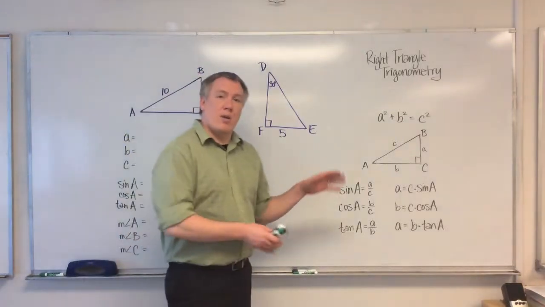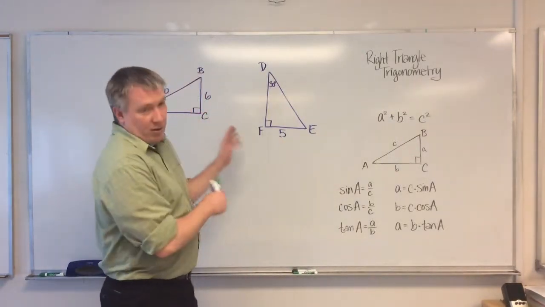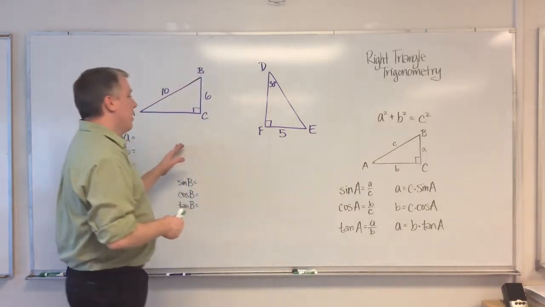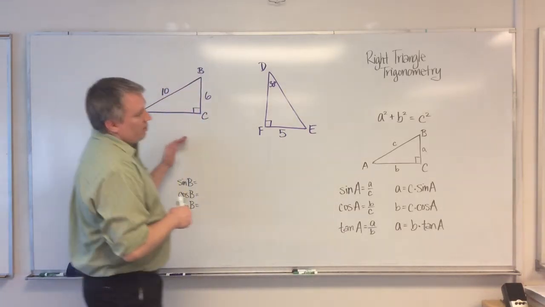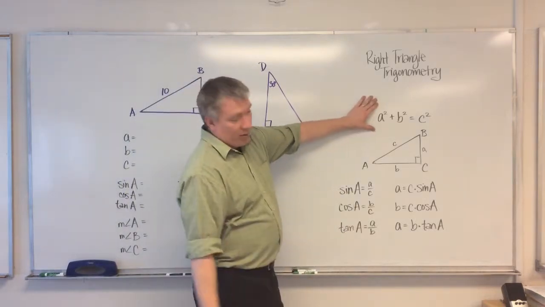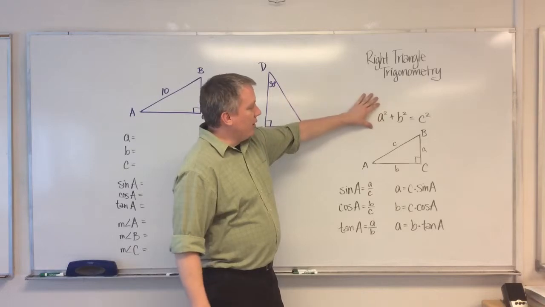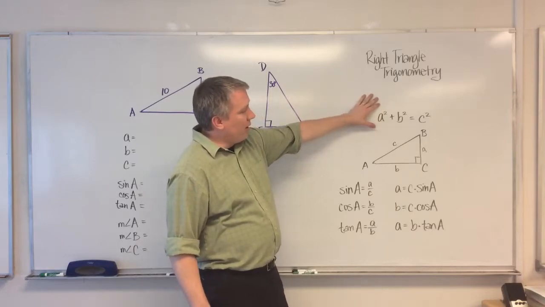Okay, in this lesson we're going to do some right triangle trigonometry. We're going to solve some problems with trigonometry of right triangles. Now, most of you should be really familiar with the Pythagorean Theorem. It's the fundamental right triangle equation, a squared plus b squared equals c squared.